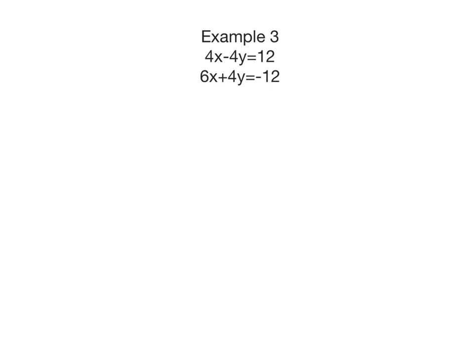This cancels out. So which variable is going to cancel out? My y. All right, so 4x plus 6x is 10x. The y's cancel. Negative 4 plus 4 is 0. And then what's 12 plus a negative 12? 0. 10 times what will give me 0? 0. So x equals 0.